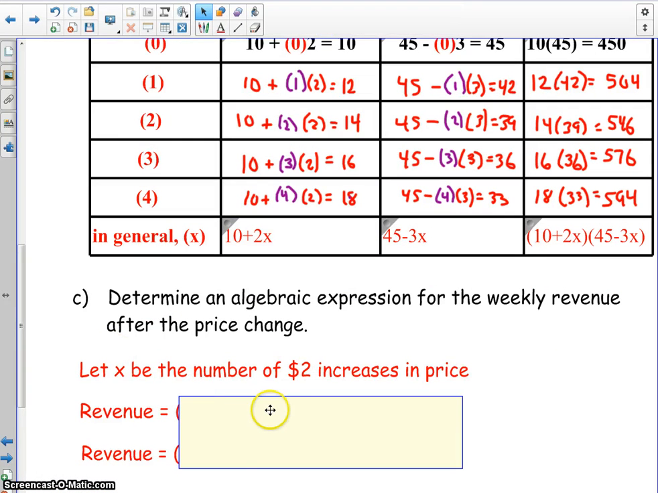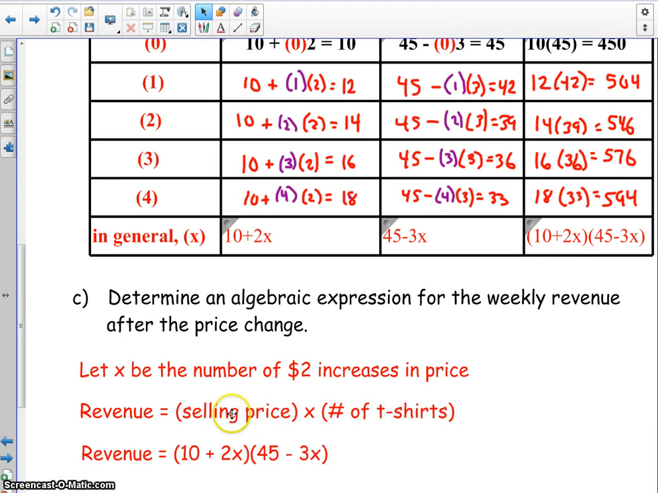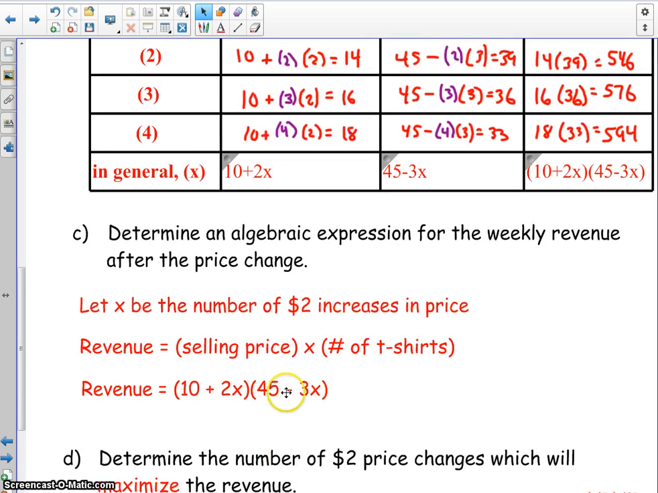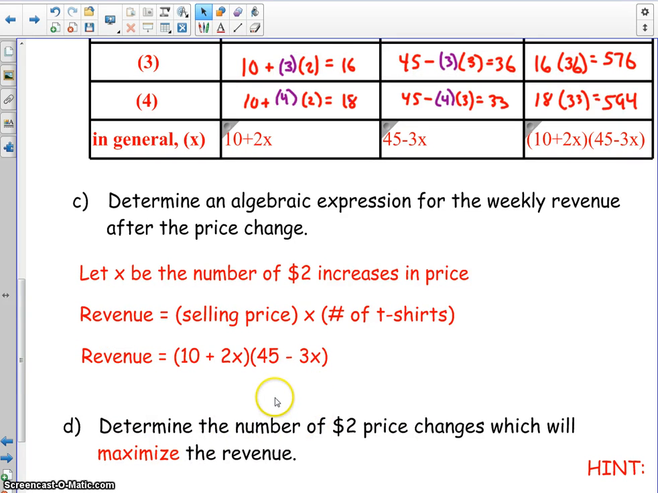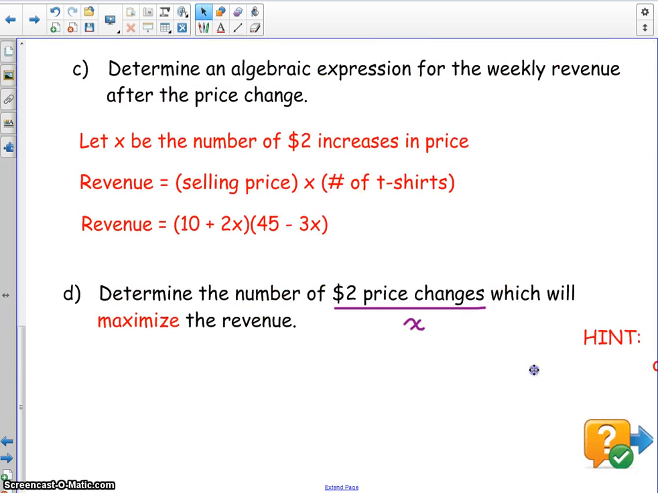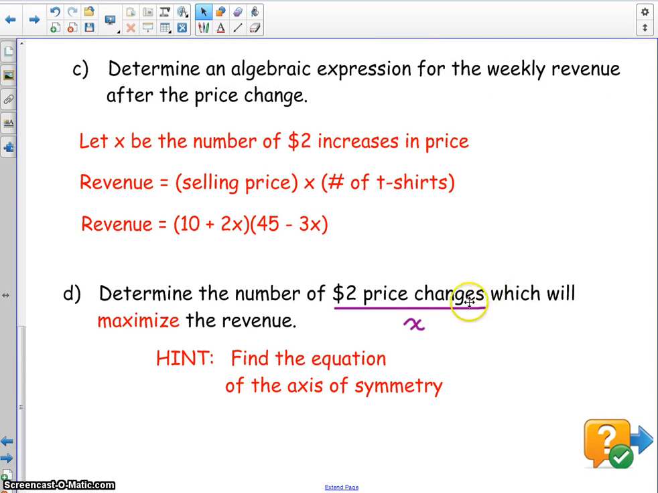to summarize, if we let x be the number of price changes, and revenue is price times number sold, we get (10 plus 2x)(45 minus 3x). So to find the number of price changes that will maximize the revenue, that's our x value. We want to find the x that will maximize the revenue. Well, the x value that gives you the maximum is really just a way of asking for the axis of symmetry. So to find the axis of symmetry, what do we need? Let's take a look at what we have for an equation first.